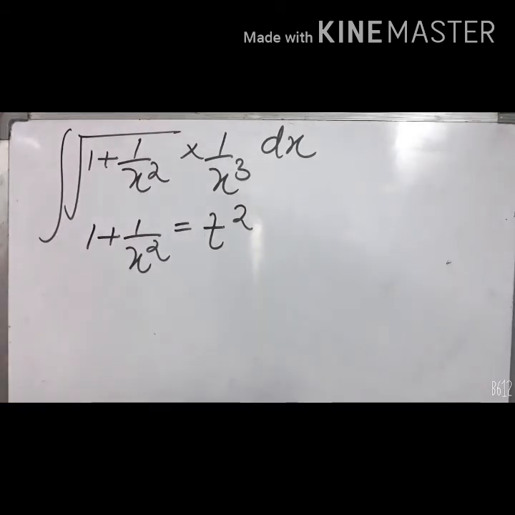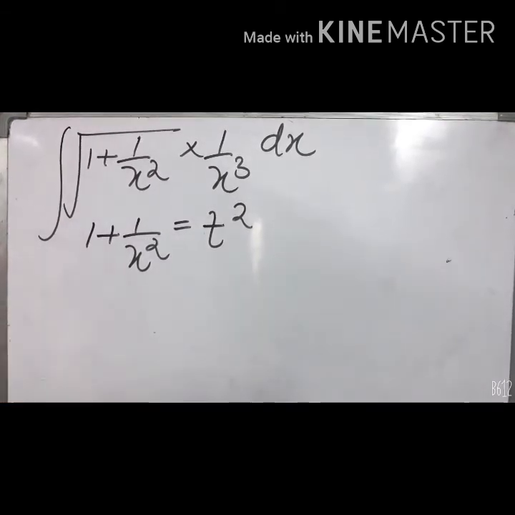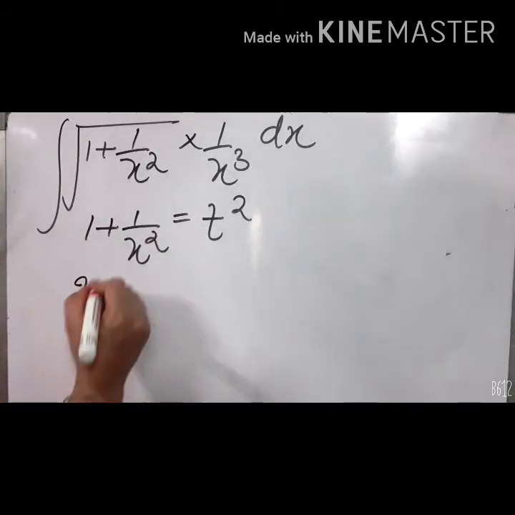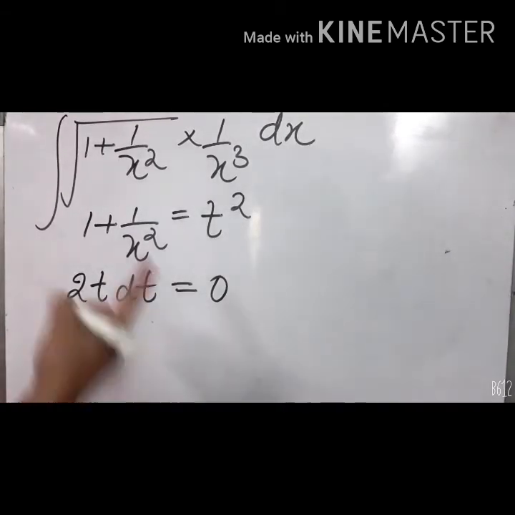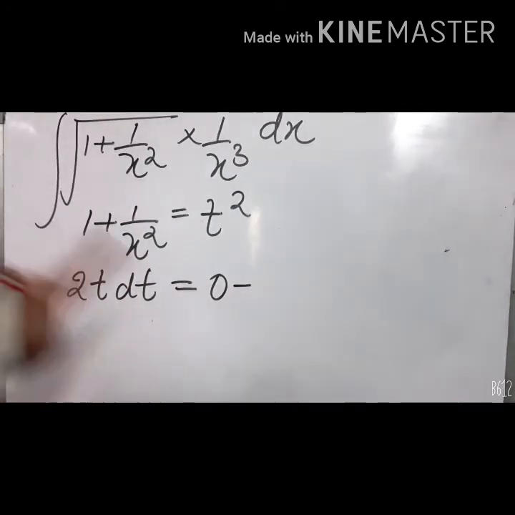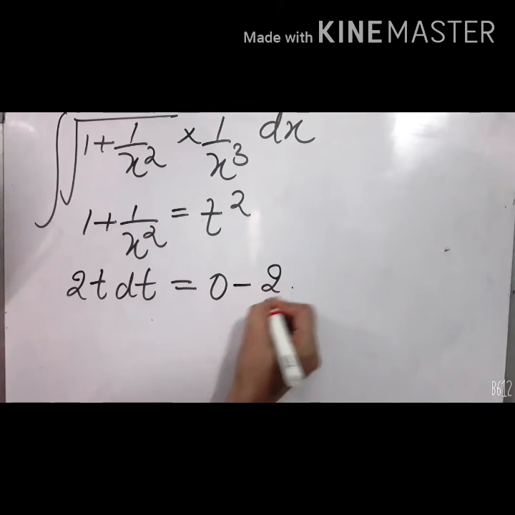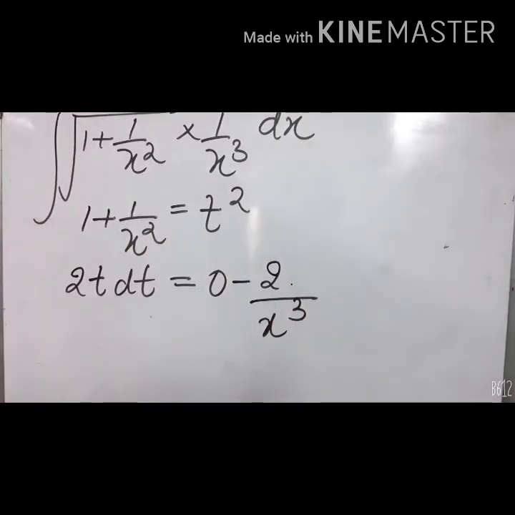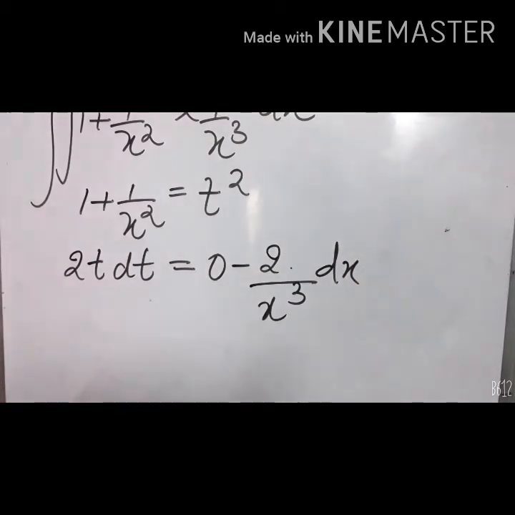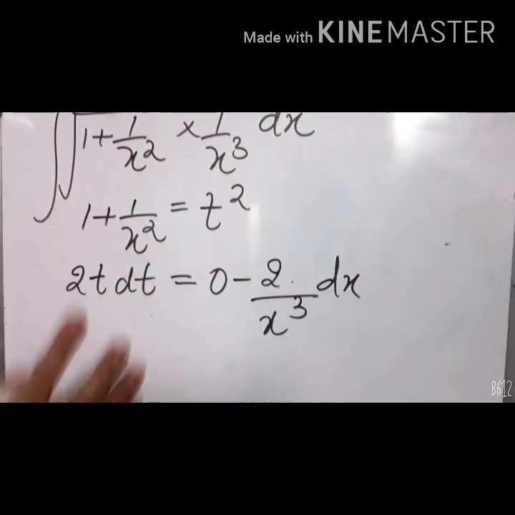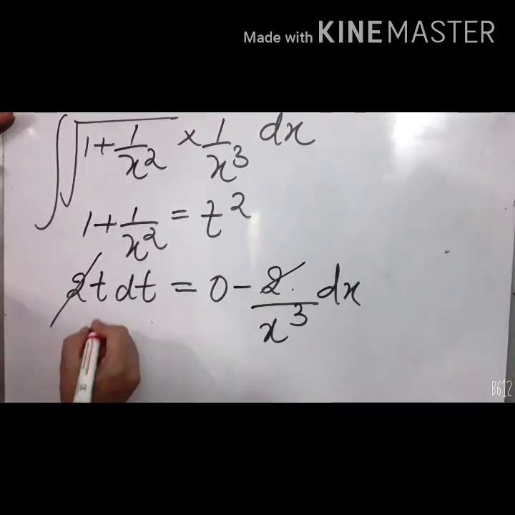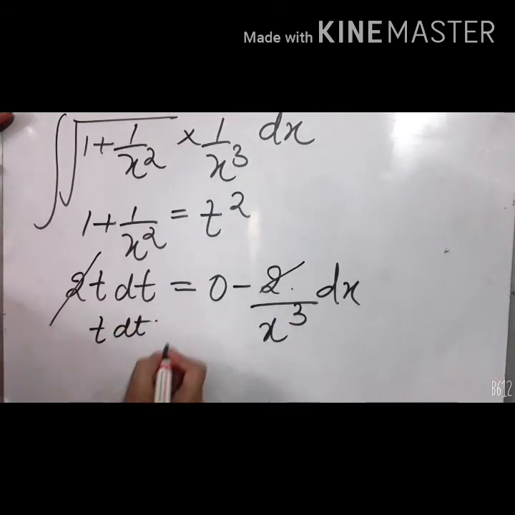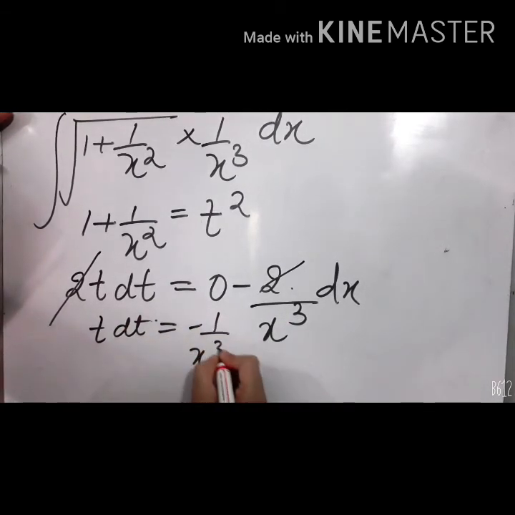You can take t also; only the constant will change. T square, why we took it? Because it is a square root. It will be easy for us, nothing else. 2t into dt. The differentiation of 1 is 1 by x square. I told you, put the negative sign, whatever the power, keep it up and increase the power like this, into dx. See, you don't need 2 because you want only 1 by x cube. This 2 and this 2 got cancelled. You got t into dt is equal to minus of 1 by x cube into dx.